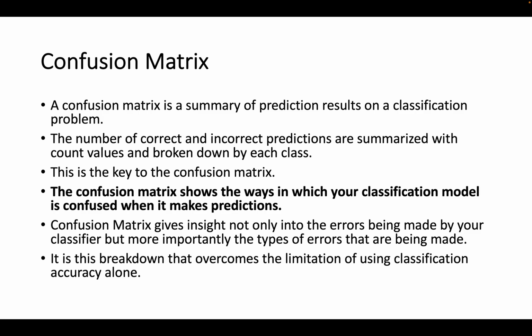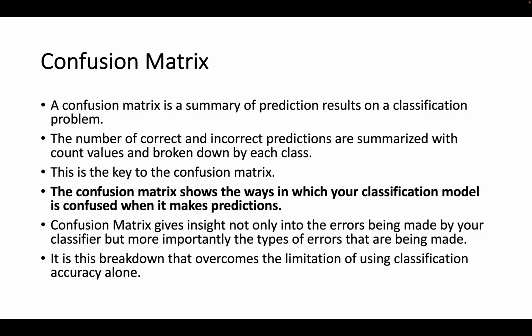A confusion matrix is a summary of prediction results on a classification problem. The number of correct and incorrect predictions is summarized with count values broken down by each class. This is the key to confusion matrix. Confusion matrix shows the ways in which your classification model is confused when it makes a prediction. Basically, it is a diagrammatic representation of all the outputs that a model is gonna give.